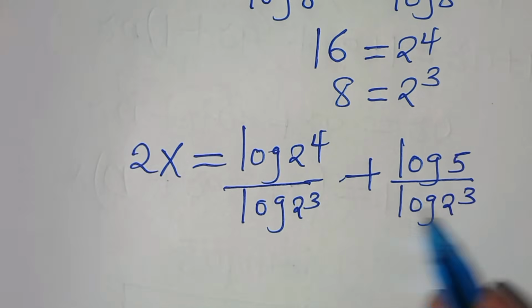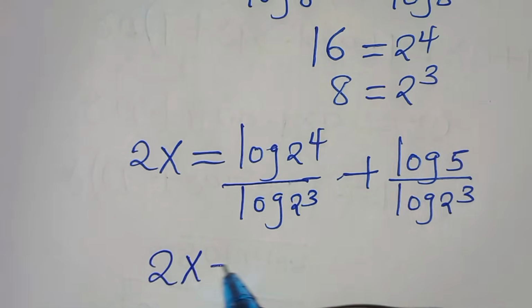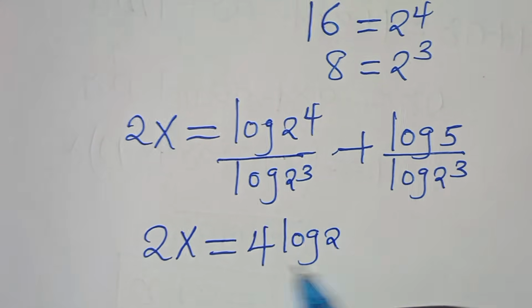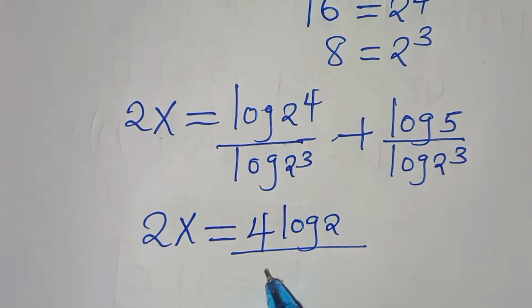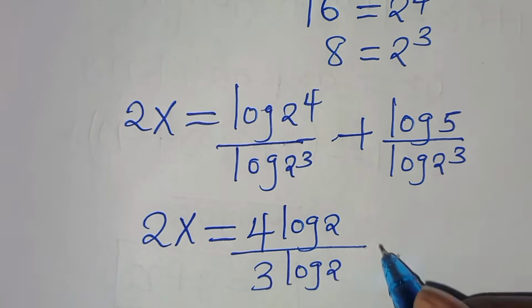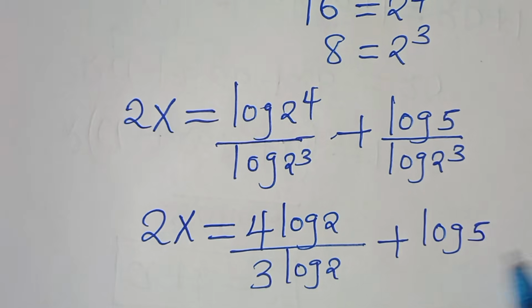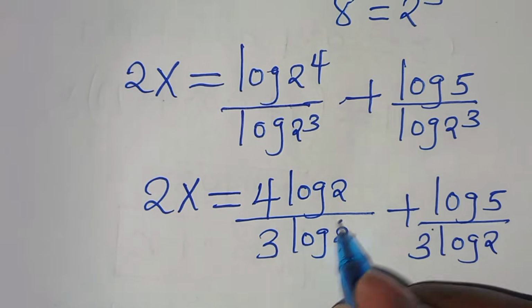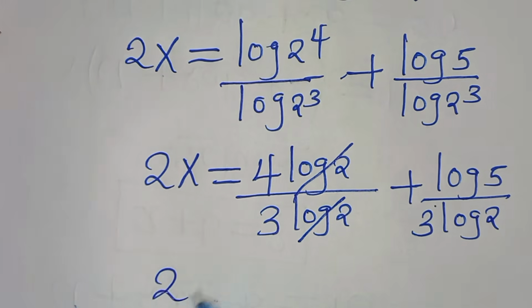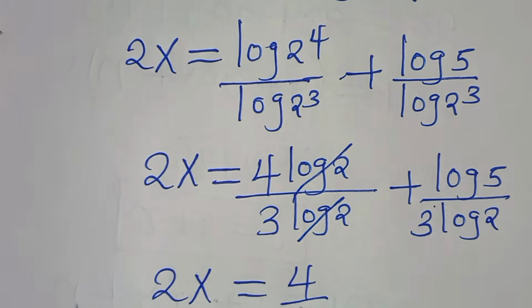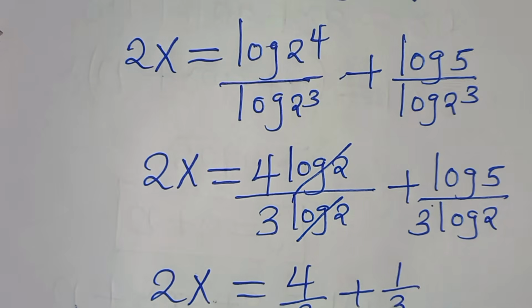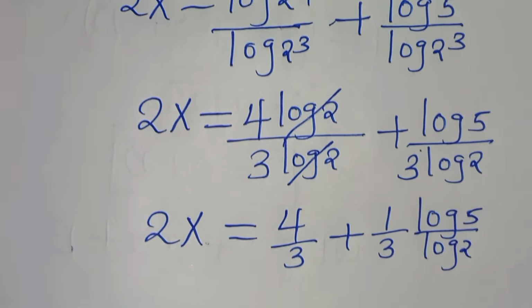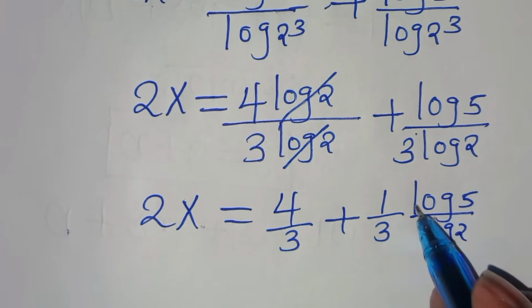Now let's use the power log property here, so that we have 2x equal to log 2 to the power of 4, which can be expressed as 4 log 2, divided by log 2 to the power of 3, which is 3 log 2, then plus log 5 divided by 3 log 2. Now let's simplify log 2 and log 2 here, so that we have 2x equal to 4 over 3 plus 1 over 3 times log 5 divided by log 2.